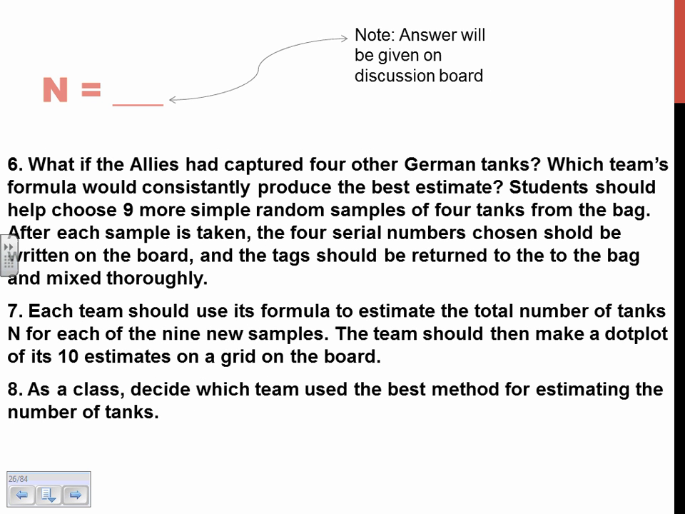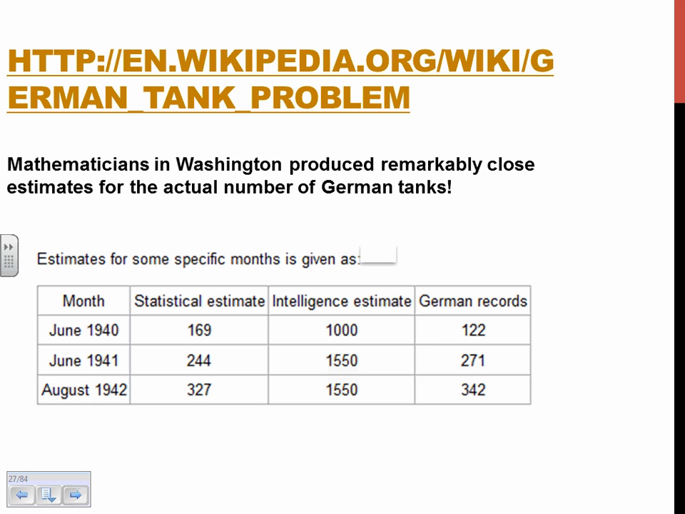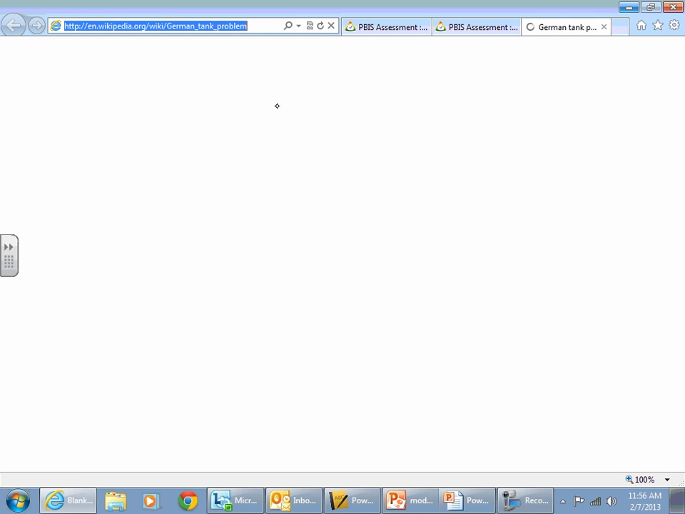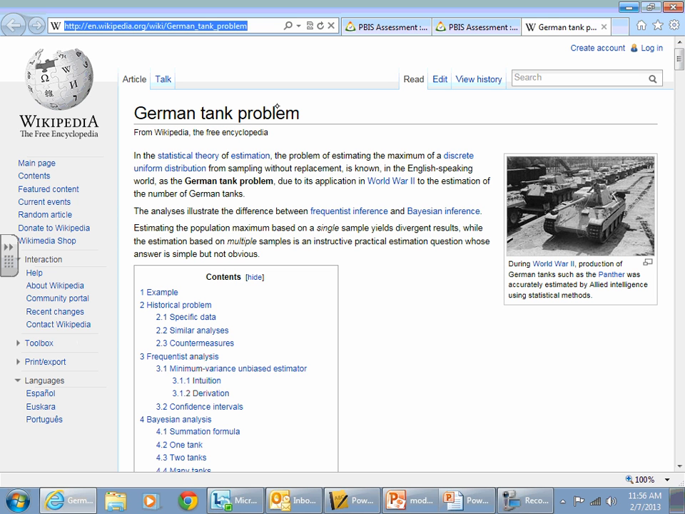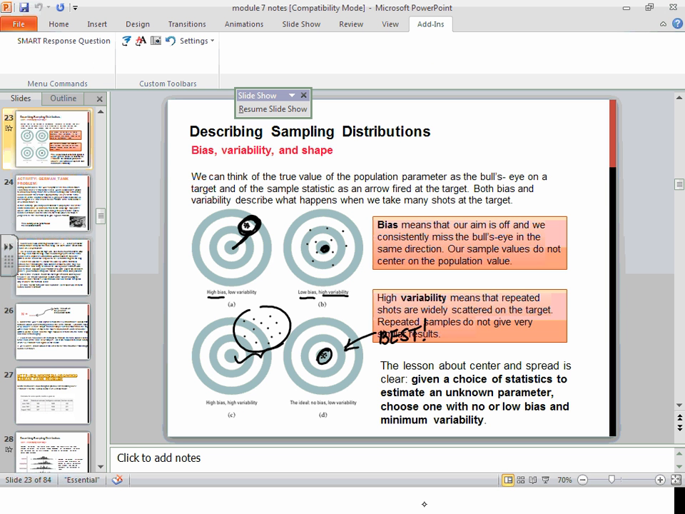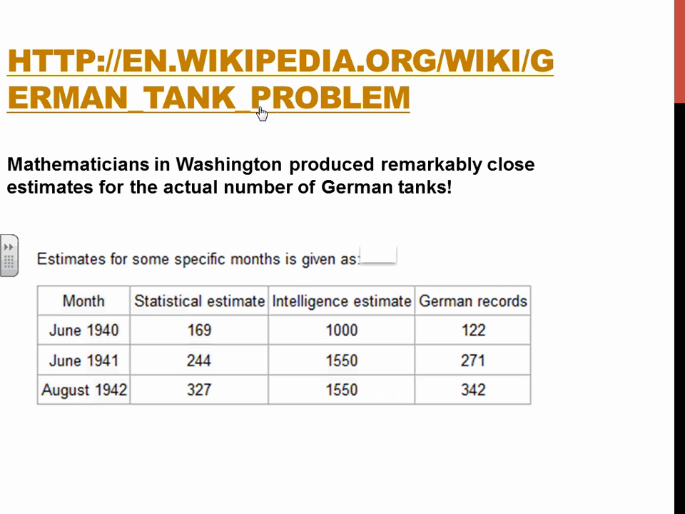Okay, so you want to try to think, what did you think n was going to be? How many tanks are actually out there? That's your goal. And here's a little link if you want to go to it that actually talks about it. I'll go ahead and click on it. Oops, let me set this down so you can see. But German tank problem, so it's an actual thing that happened. You can go learn more about it if you want. Resume slideshow. Okay.